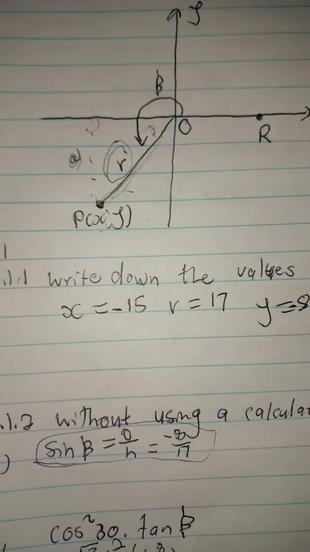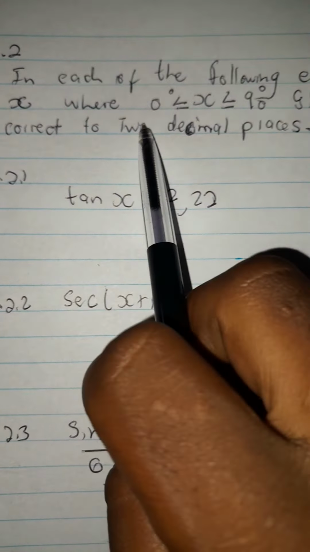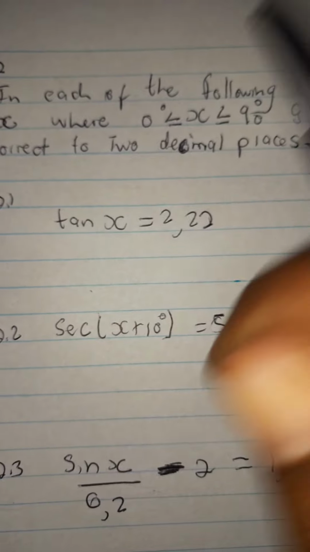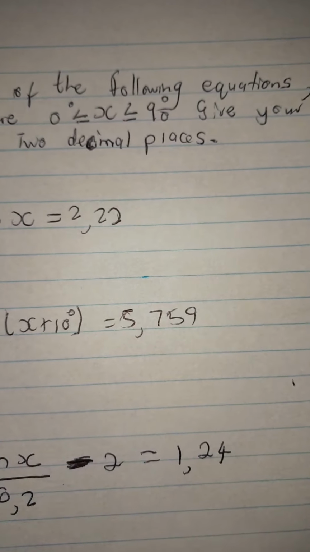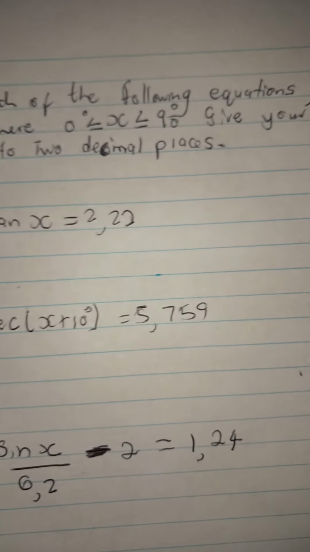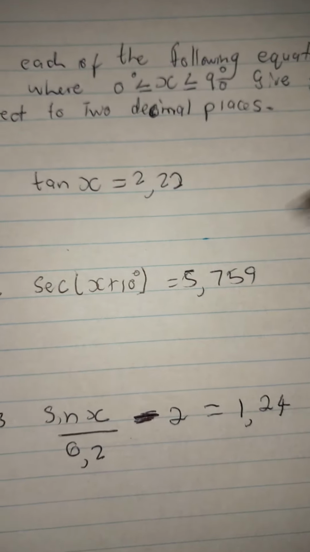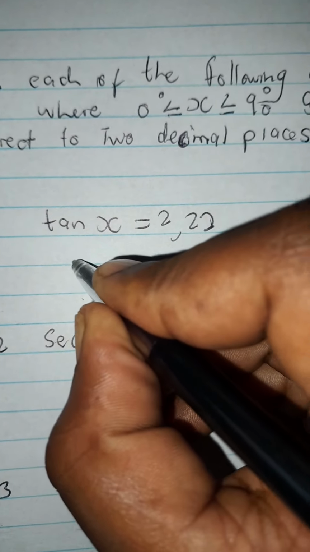We're looking at 5.1. At 5.2, in each of the following equations, solve for x, where 0 is less than x, and x is less than or equal to 90 degrees. Give your answers correct to 2 decimal places. All right. The first one is how many marks? 2 marks. So we're actually looking for the reference angle.